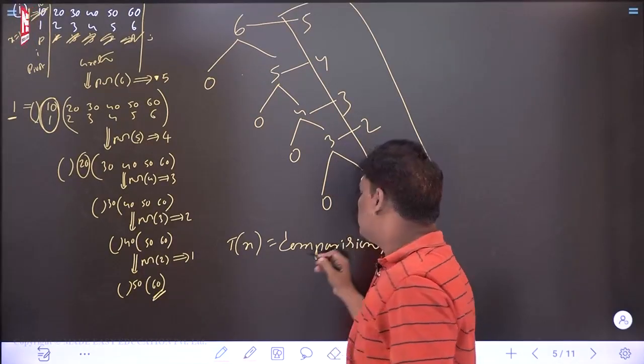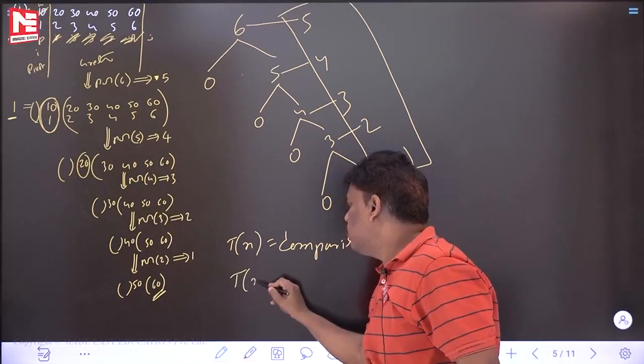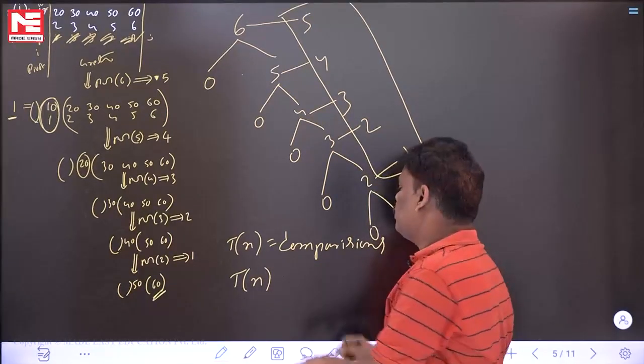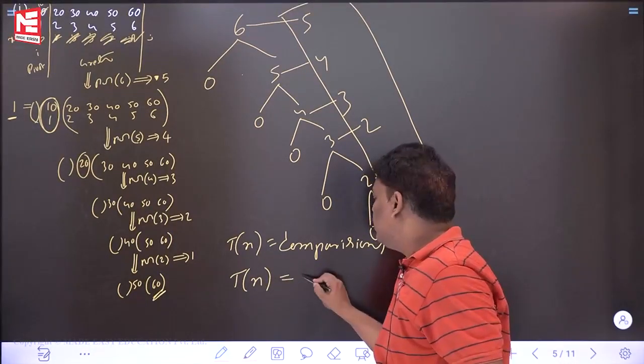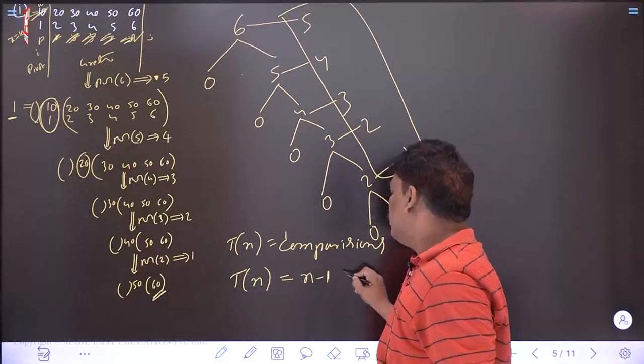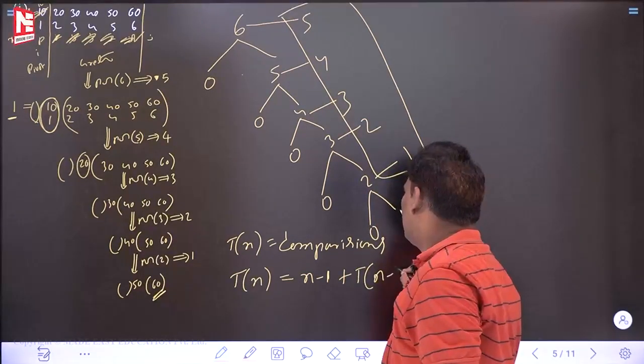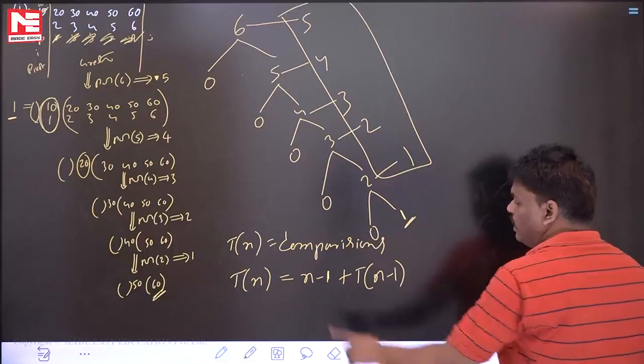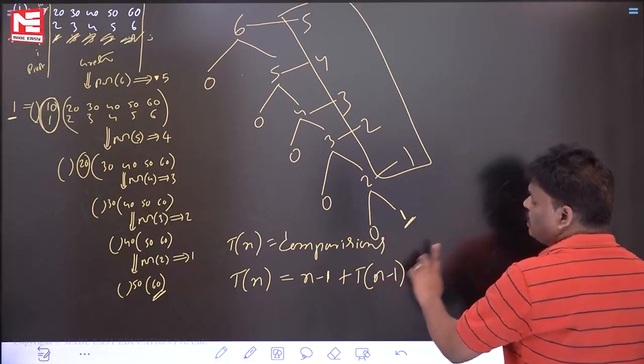If Tn is the number of comparisons, what is the answer? Tn, the number of comparisons for n people, is equal to what? For n people, n minus 1 comparisons are required, right? The remaining is Tn minus 1. For the remaining people, we call recursion. Tn is equal to n minus 1 plus Tn minus 1.